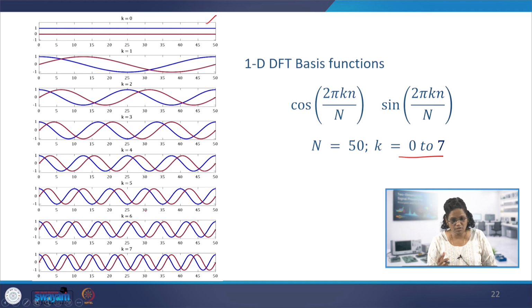The same thing we will visualize in the case of 2-dimensional as well, as images. As the image basis function, k equal to 0, 1, 2, 3, and we are varying that to see in the image how this basis function looks like, because this is for the 1D DCT and DFT basis functions.